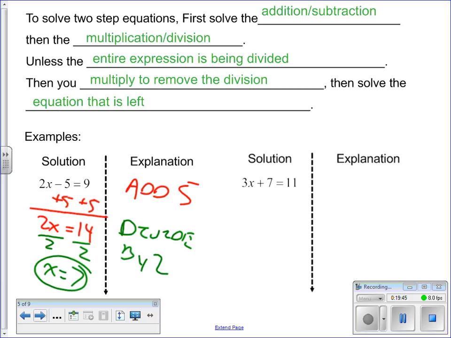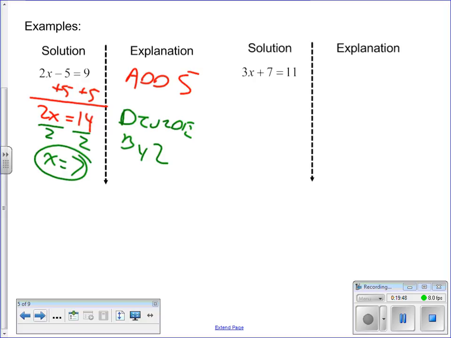Okay, second problem. I'm going to go ahead and extend the page to move it up to the top. Same idea. What's my first step on this? Subtract 7. So I subtract 7 from both sides. I get 3x equals 4. Right? Okay, what's my next step? Divide by 3.